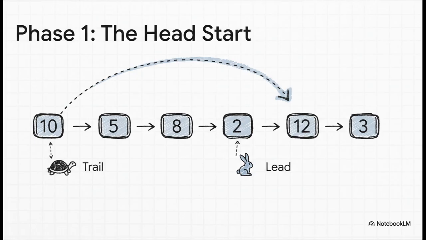Both of our pointers, trail and lead, start right at the beginning at the node with the value 10. Now for phase 1, we only move the lead pointer. We give it that 3-node head start. 1, 2, 3. So now our lead pointer is sitting on 8, while our trail pointer is still back at 10. The gap is set.